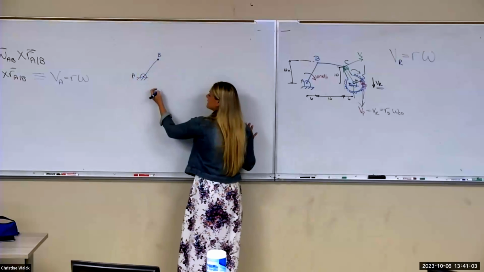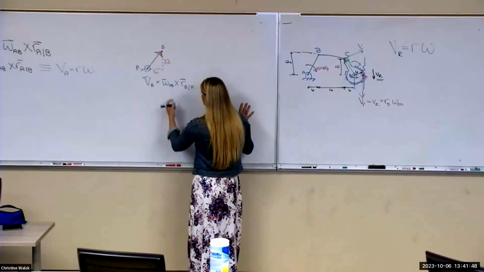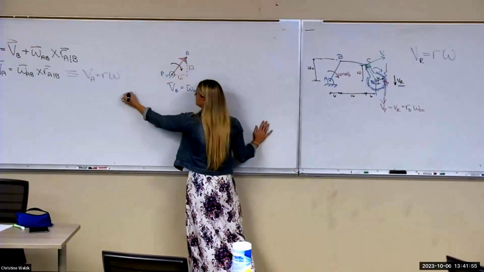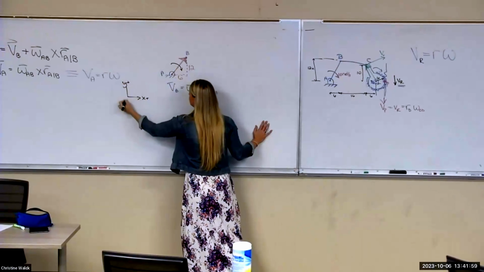This is RB with respect to A. So this vector looks like this. Its X component and its Y component. Its X component is 6. Its Y component is 12. Is that correct? Okay. Omega is given to us as 10 in the clockwise. So my coordinate system here is going to be X and Y, and counterclockwise is positive.